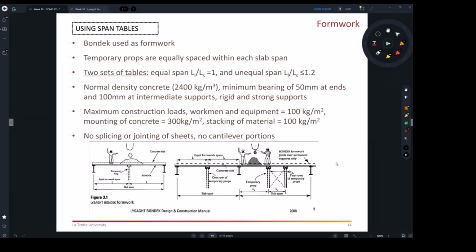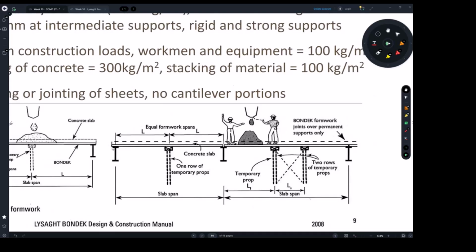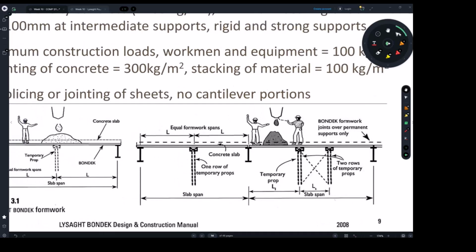For example, here, let's talk about this. It's actually clear here. So what you're seeing here, you've got a bonding. This is just taken from the textbook. You've got a bonding running over the permanent span. So this is a steel beam in your project, or a band beam, and this is a steel beam in your project, or the edge of the band beam.